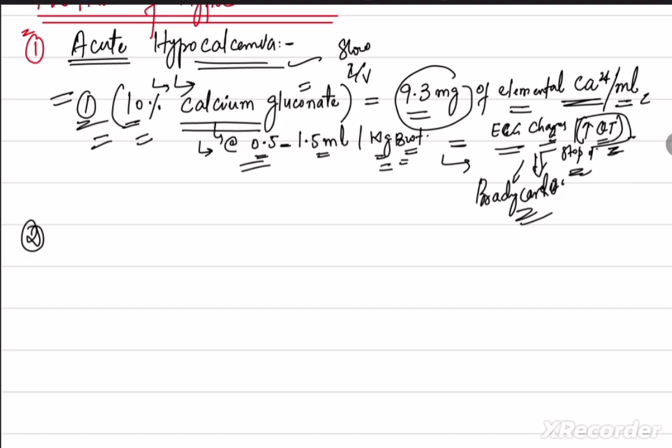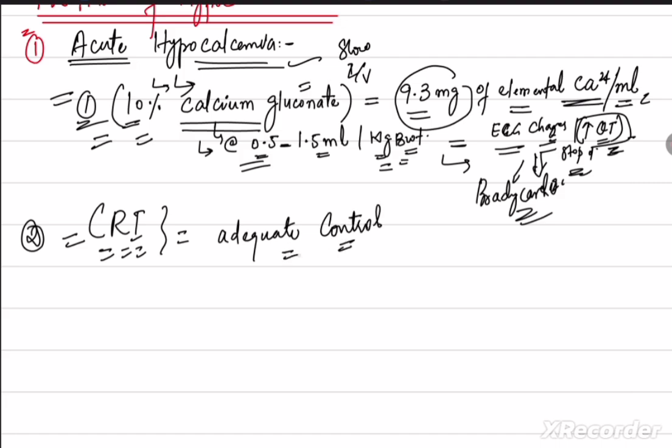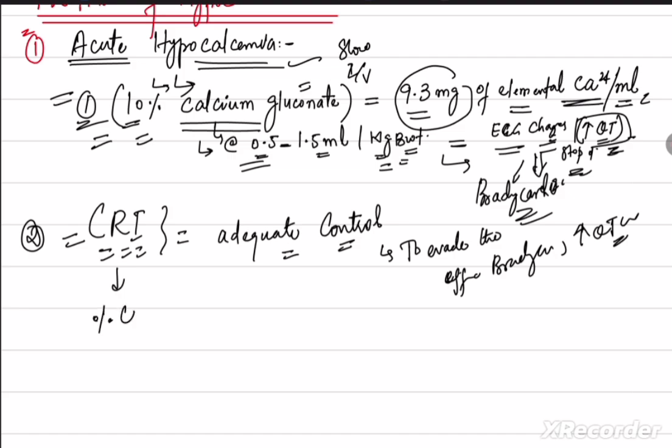Now if you want adequate control of calcium concentrations, one more way is to give a CRI, that is, a continuous rate infusion. It gives adequate control, and it helps to avoid effects like bradycardia or increased QT interval. So we give 10% calcium gluconate as a CRI.